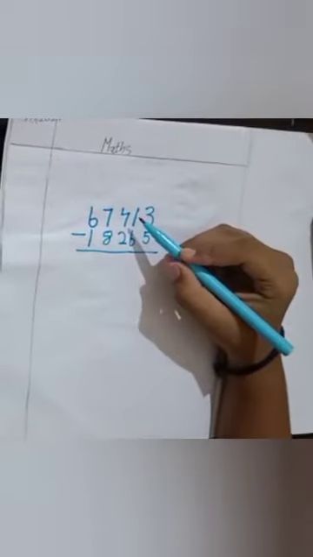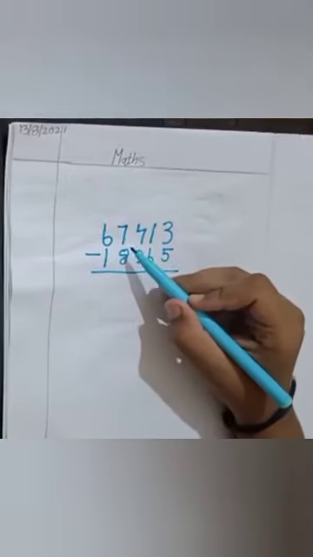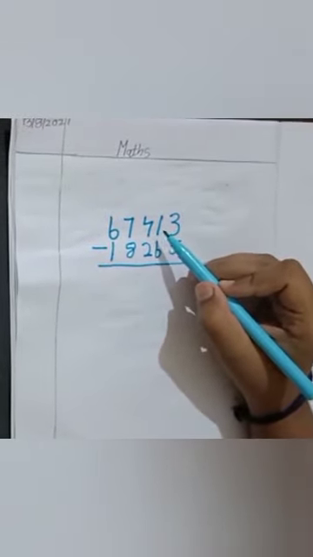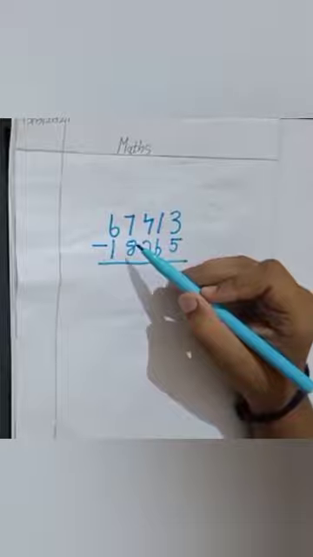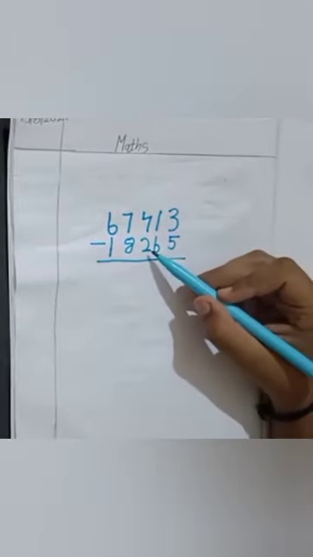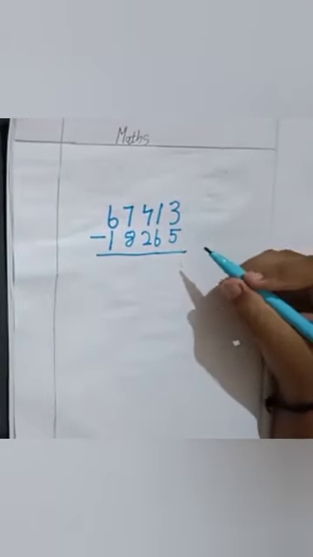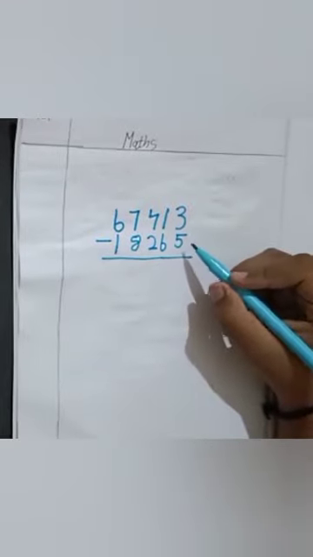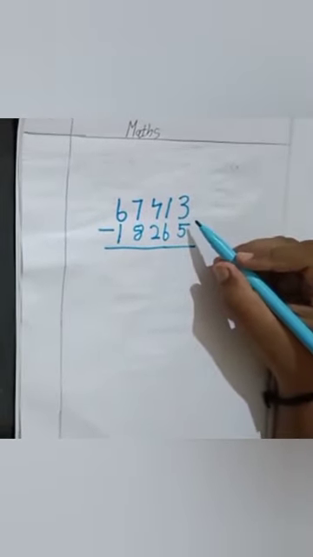I am going to solve a subtraction problem today. The problem is 67,413 minus 18,265. First we have to subtract 5 from 3.